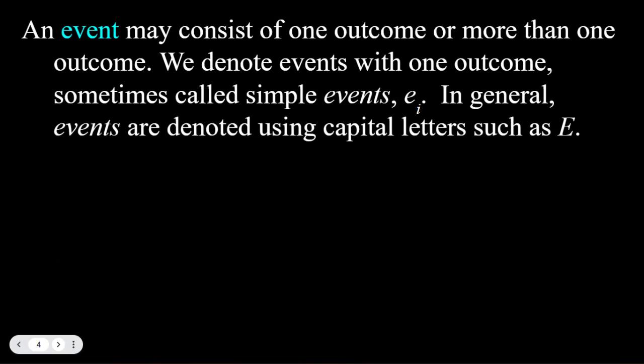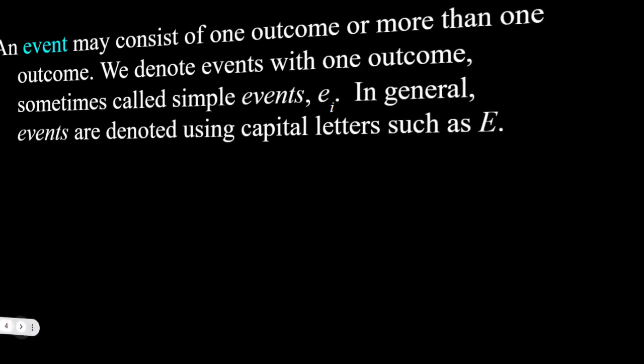An event may consist of one outcome or more than one, as we just were talking about. We denote events with one outcome, sometimes called simple events, as E sub i, many times a lowercase e. And we might have a subscript to tell us something about it. In general, events are denoted using capital letters such as capital E, and you notice that's what I used when I was looking at that event on the previous slide.